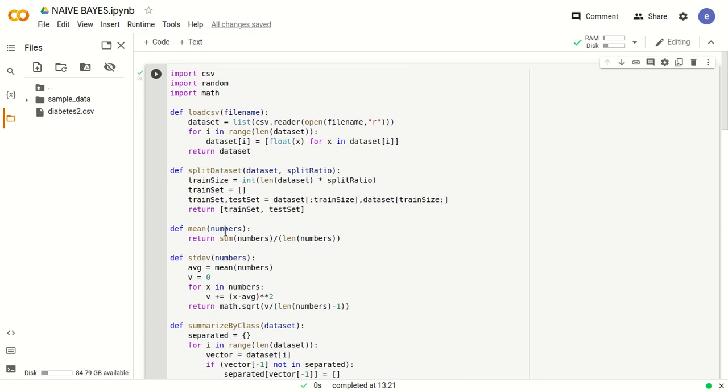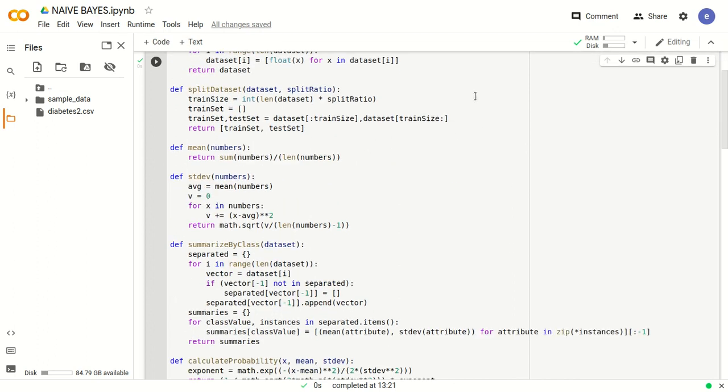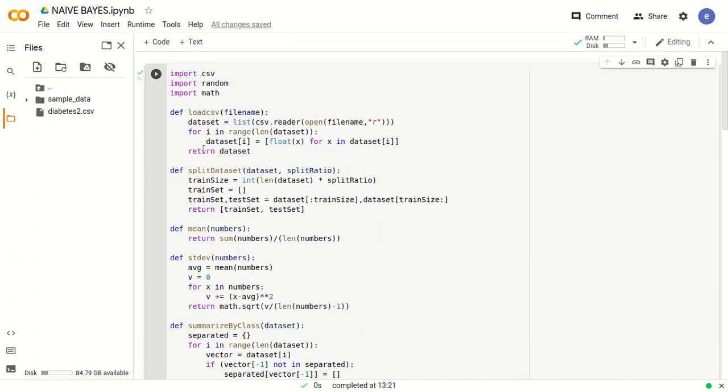This was all about the Naïve Bayes classifier. This program is quite understandable if we have understood the data set as well as the theory for this Naïve Bayes classifier.